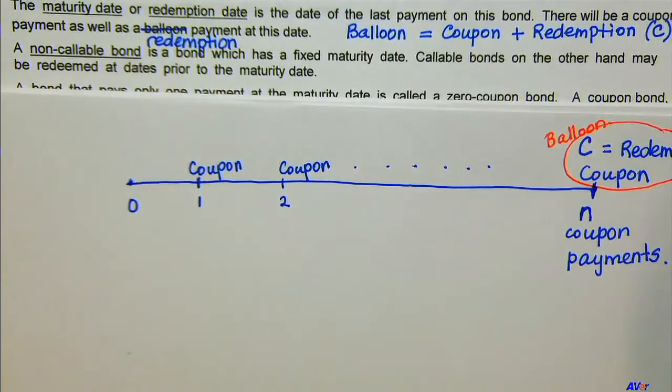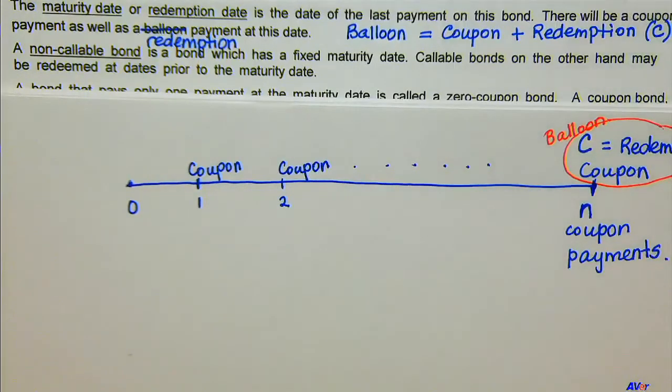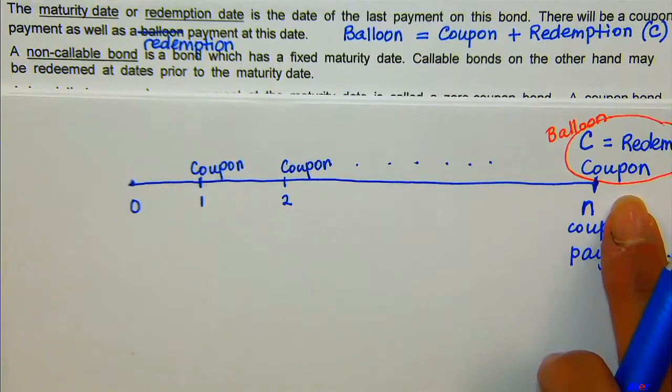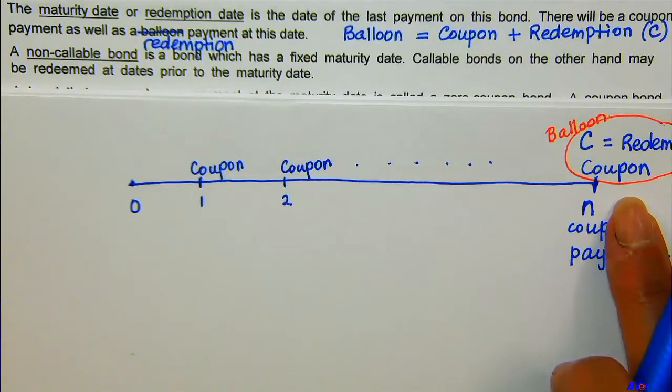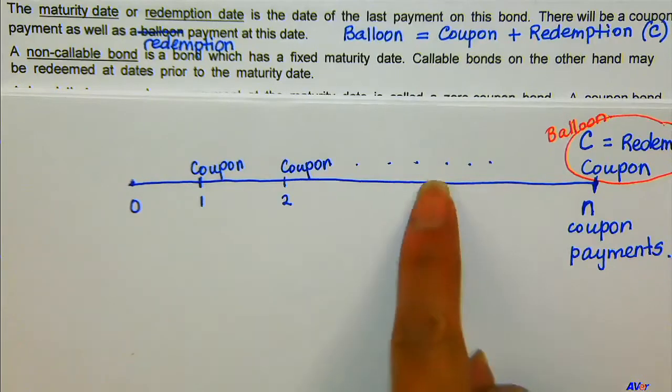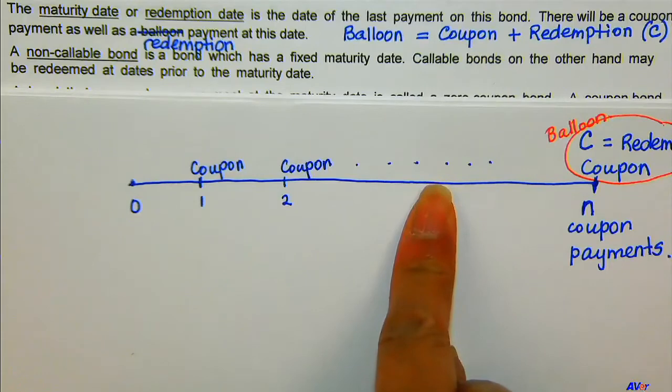A non-callable bond is a bond which has a fixed maturity date. So for the first 10 days or so, we will only talk about bonds which are not callable, meaning that the way you see it here is the way it's going to happen, and it's only going to end at N. And the person who issues the bond cannot say, oh, you know what, the deal is off. I'm going to stop giving you coupon payments, and I want to pay you off right now with the redemption at some time in the middle. That cannot happen if it's a non-callable bond.